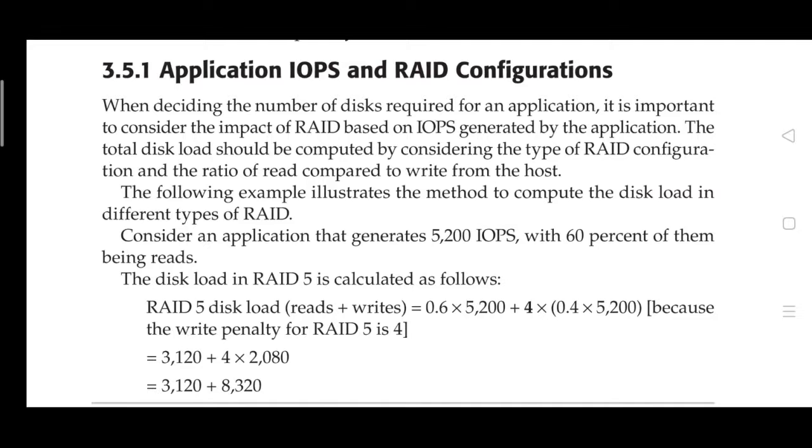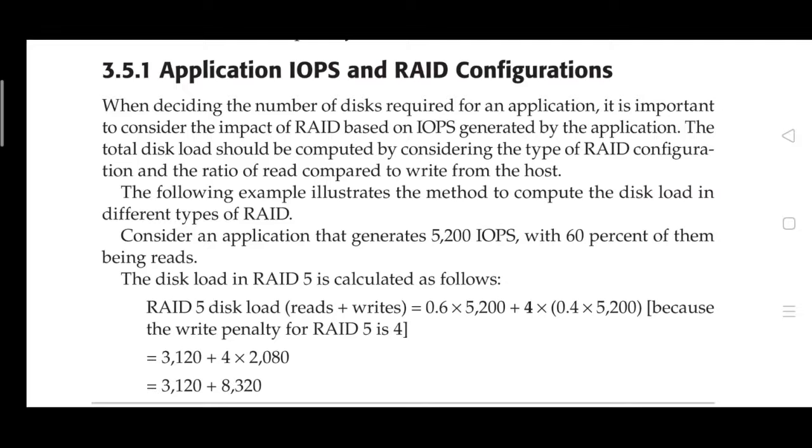So the following example illustrates the method to compute the disk load in different types of RAID technology. Different types of RAID, in the sense, different versions of RAID. Different versions we have studied, right from RAID 0 till RAID 6. So here is the question: consider an application that generates 5200 IOPS.